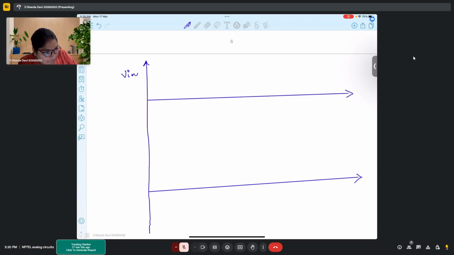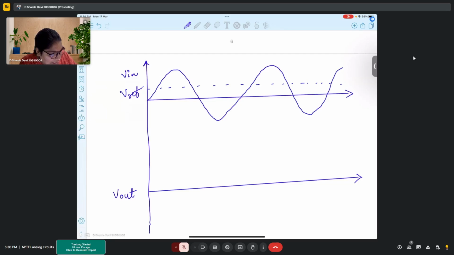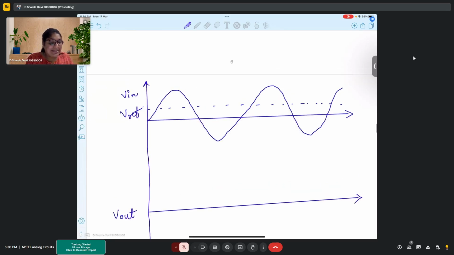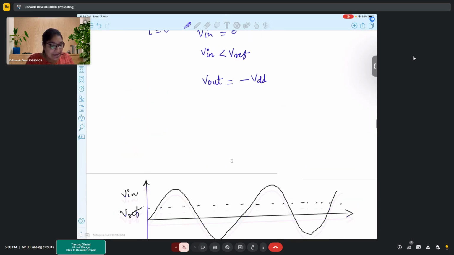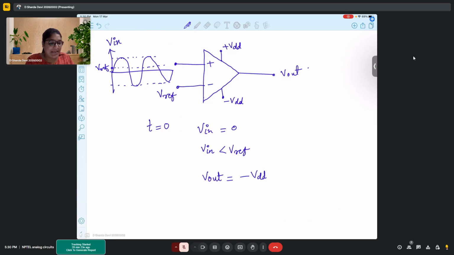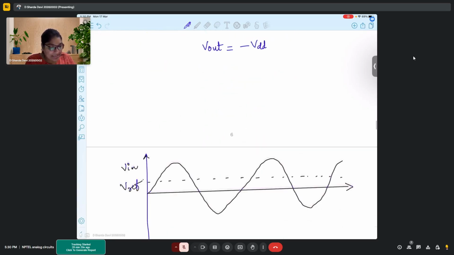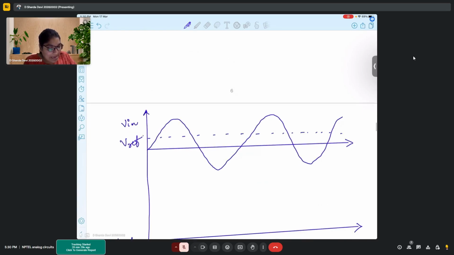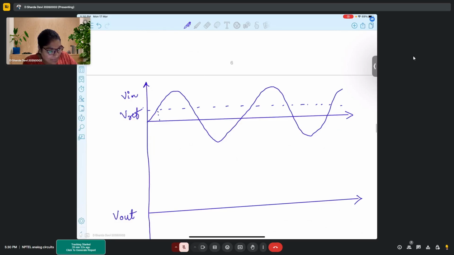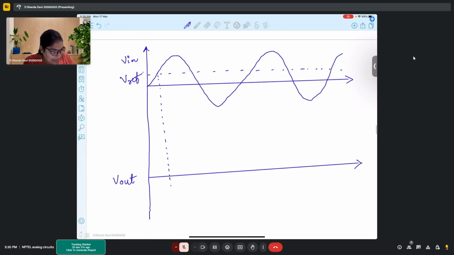Okay, so this is my Vin, this is Vout, say this is Vref, and here we have a sine wave. Now we clearly understood that our output is defined by the level of Vref. So Vref basically defines how my output will come out to be, right? So let me divide them into time frames also for a better understanding.